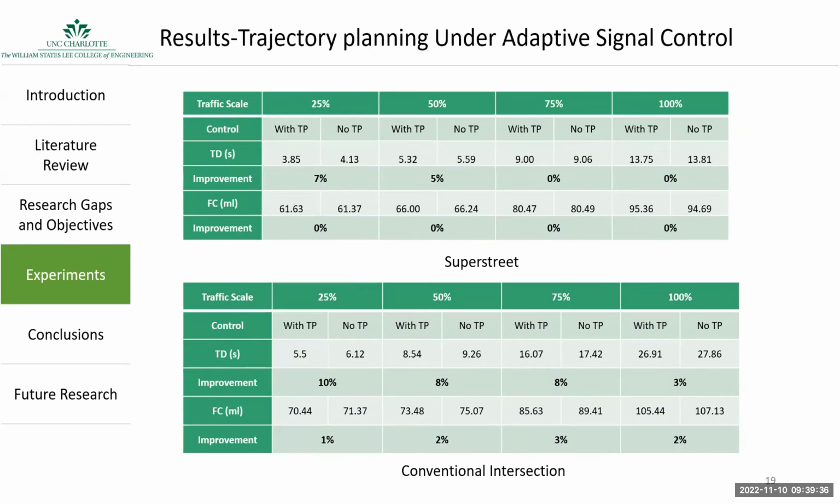And for the trajectory planning, we can see that it performs better overall in the conventional intersection. Why is that? Because I think in the Superstreet you have multiple signalized intersections, and vehicles are going to experience more stop and go situations, which greatly reduces the benefit of trajectory planning.